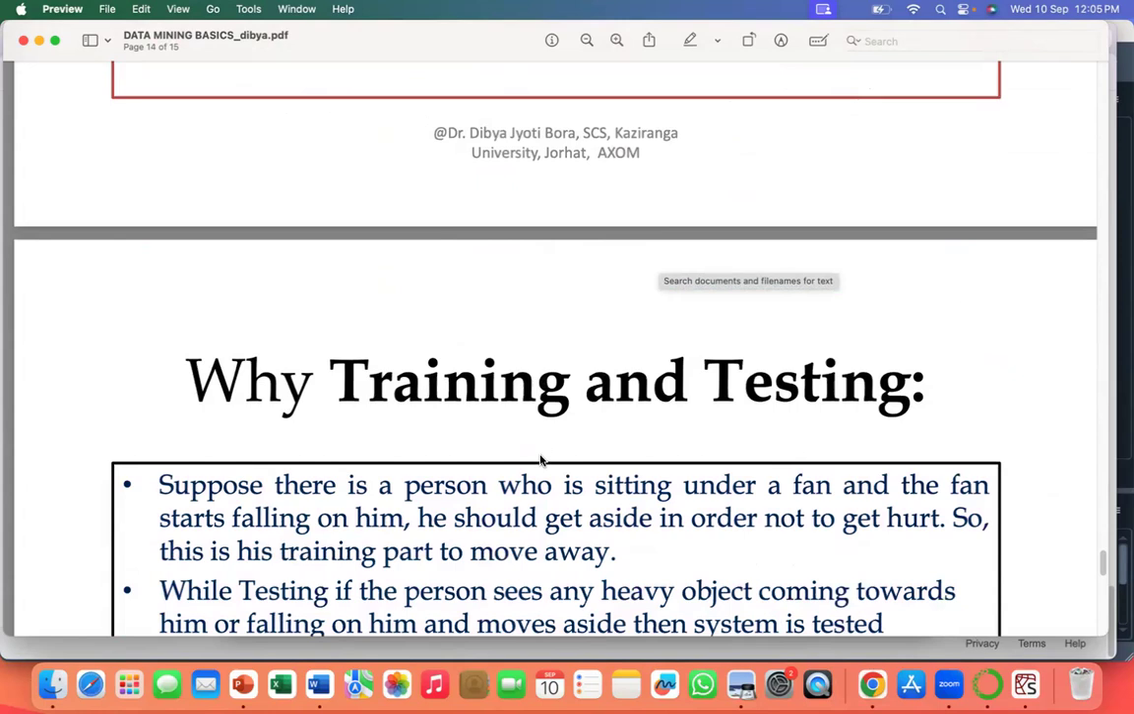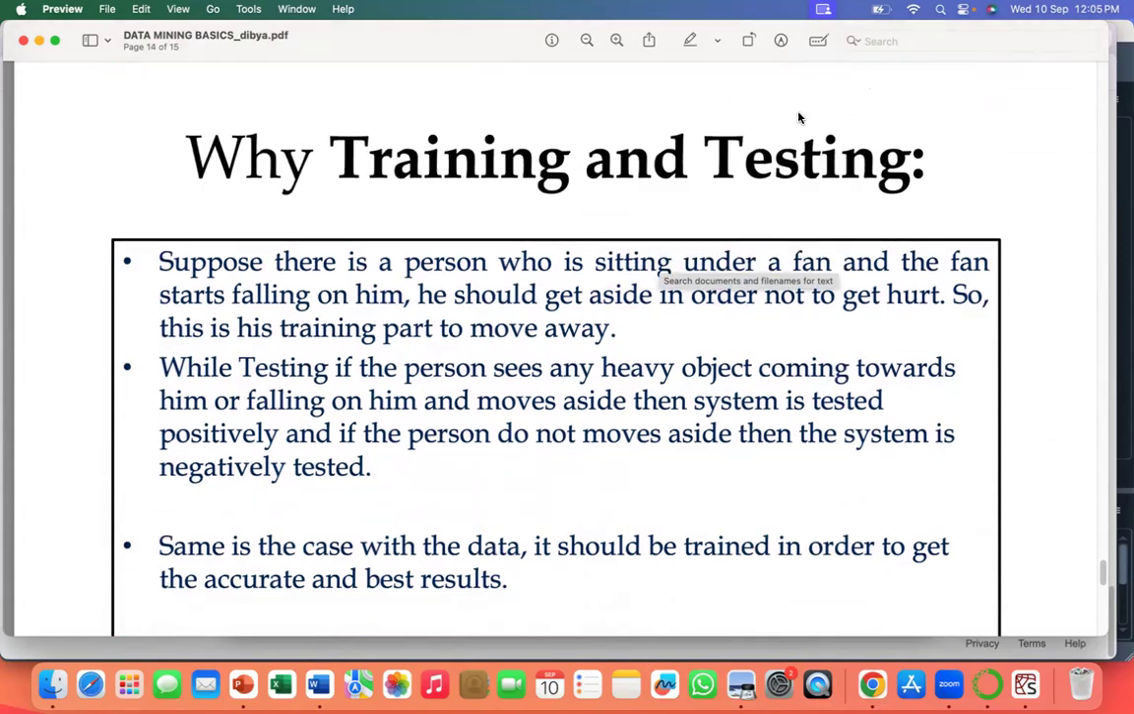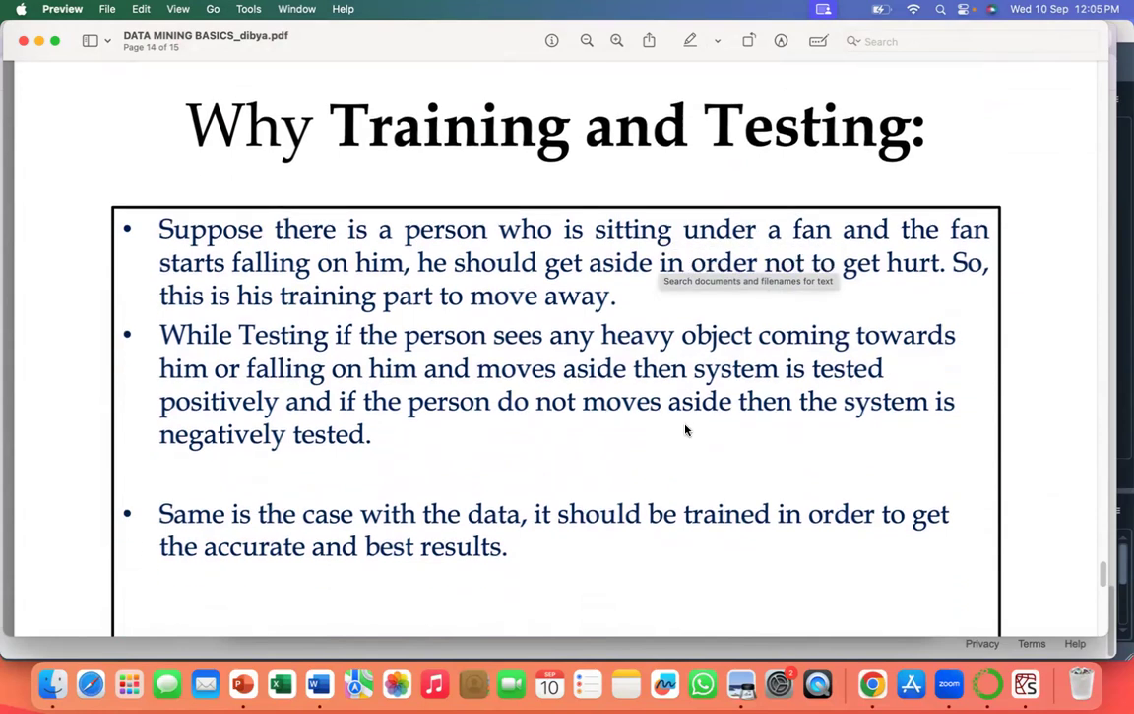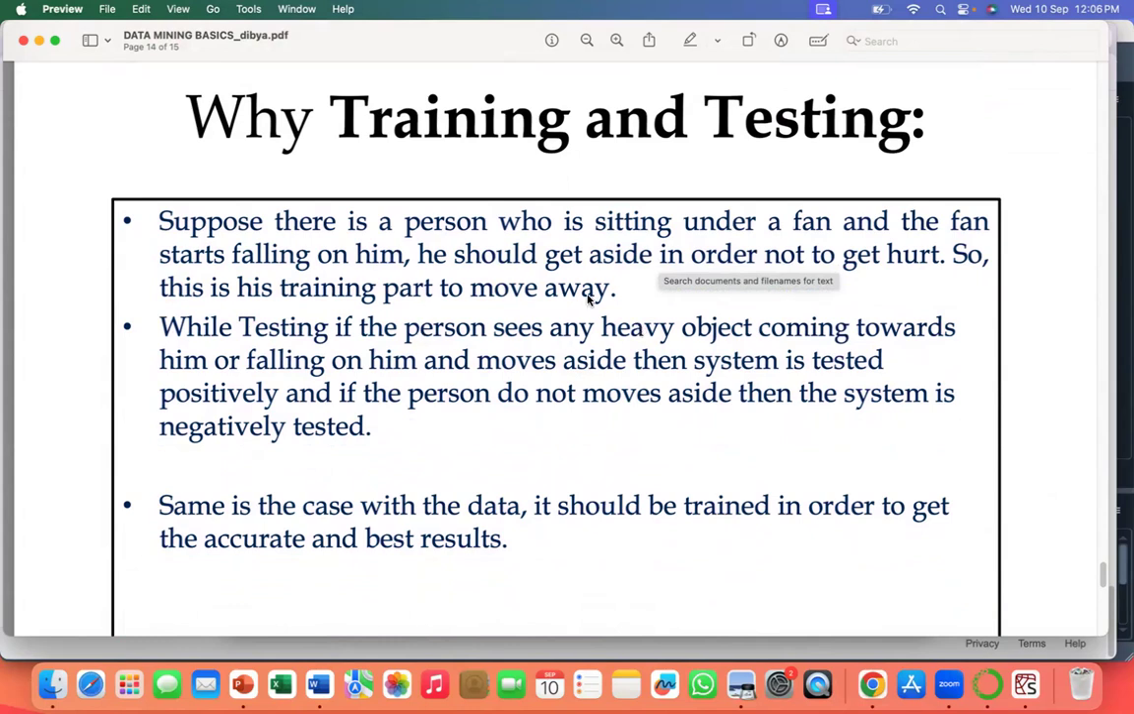Now, you have seen that we are using training data and testing data. What exactly are those? That is nothing but a data set, the same data set, which we split into two, training and testing. Let me give you an example. Suppose there is a person sitting under a fan and the fan starts falling on him. He should move aside in order not to get hurt. So this will be his training.